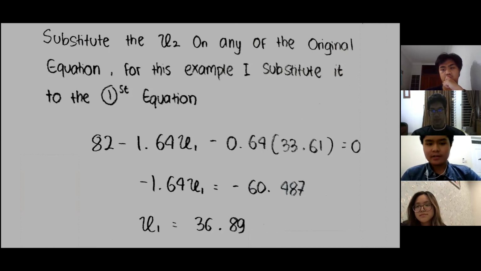And then we move the 82 to the right side, and we multiply the minus 0.64 by 33.61. And that results in minus 1.64 x1 equals minus 60.487. And after dividing it, we get the value of x1, which is 36.89.